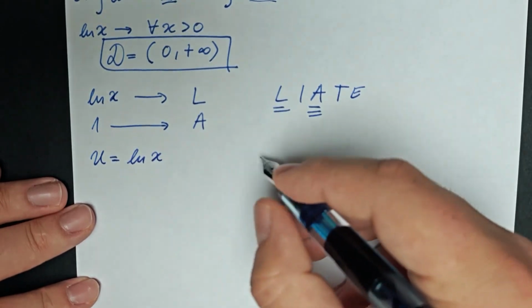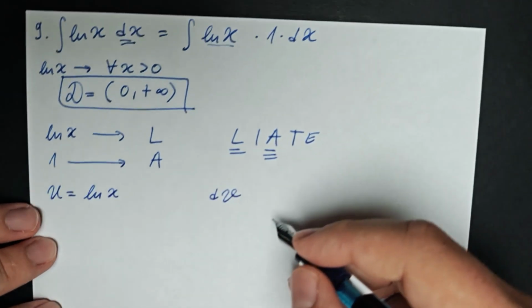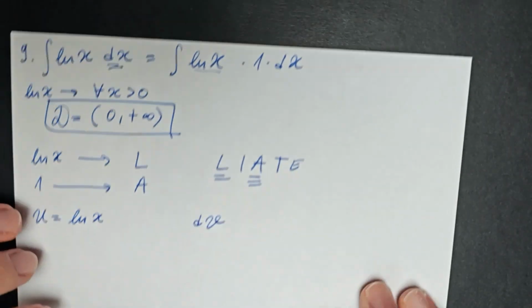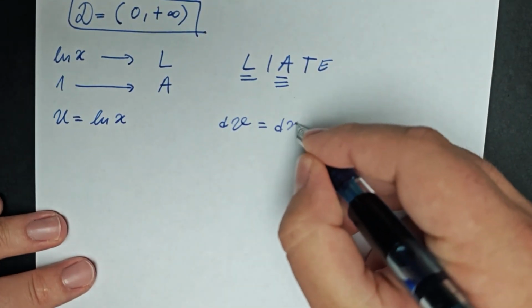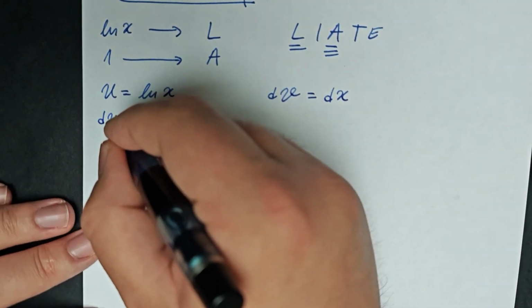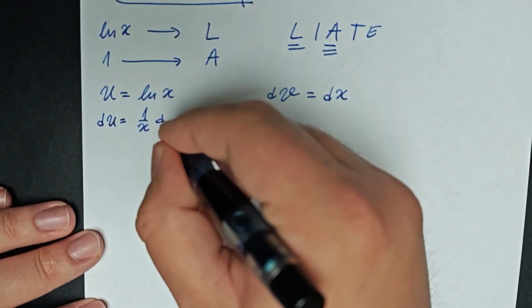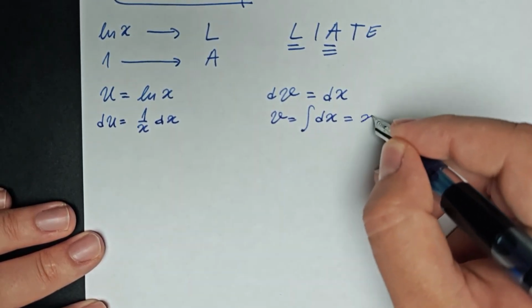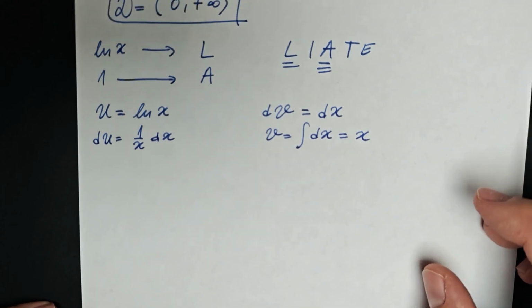That is ln of x, and dv is everything else inside the integrand that remains. So that is just dx. Differential of u is 1 over x dx, and v is an integral of dx, which is just x.